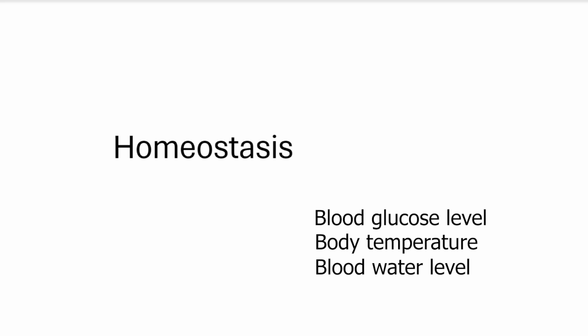And we said that there are three main examples, which are the blood glucose level, which you have learned about in the hormonal system chapter already. But there are two more, which are your body temperature and the blood water levels. Those two examples will be covered in this particular chapter and also in this video. But if you need a recap on what homeostasis is, then you might want to go back and watch the other video that I made on the nervous system and the hormonal system.